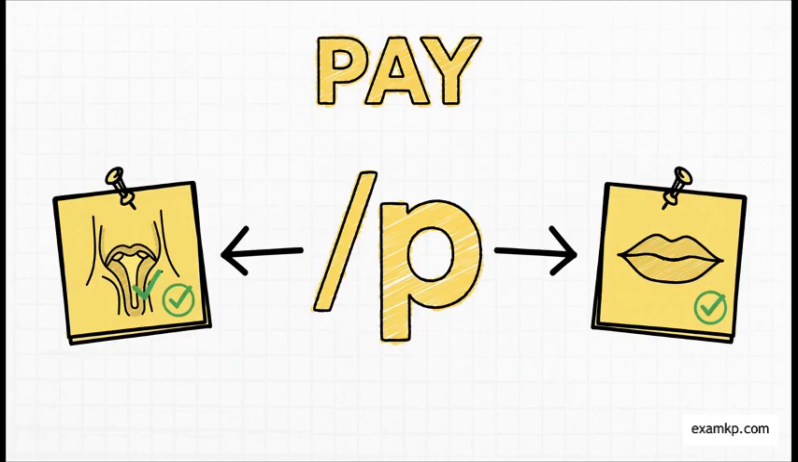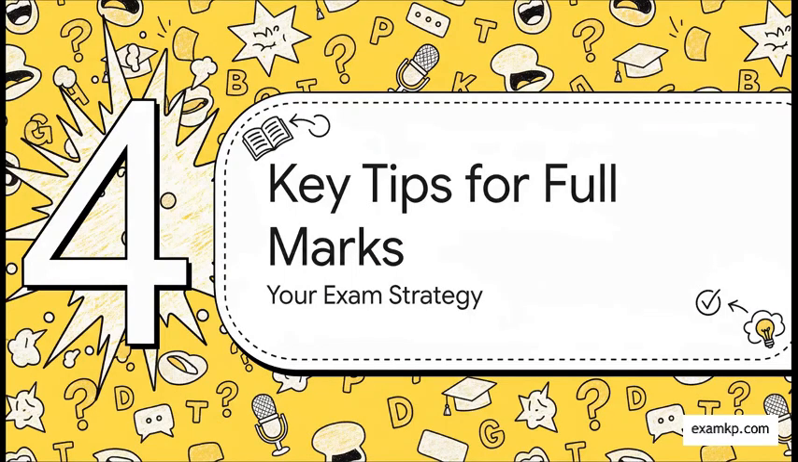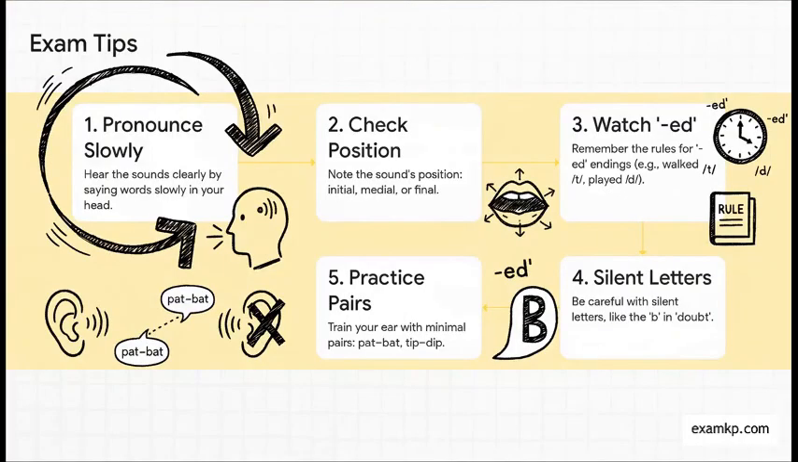Okay, you're doing great. Let's pull all of this together into a powerful exam strategy. To make sure you never lose a single mark on a plosive question again, here are the most important tips you need to remember. This is your 5-step checklist for success. 1. Always, and I mean always, pronounce the words slowly in your head. Hear the sound clearly. Don't rush. Number 2. Pay attention to where the sound is. Is it at the start, the middle, or the end of the word?